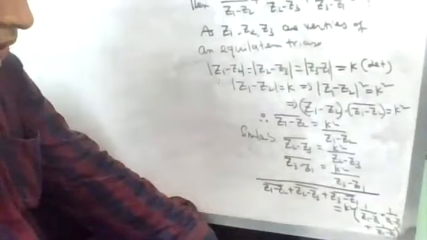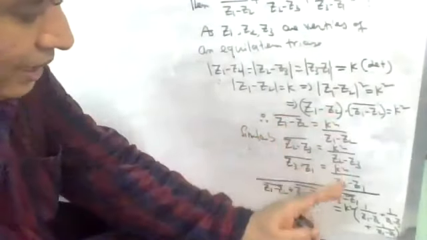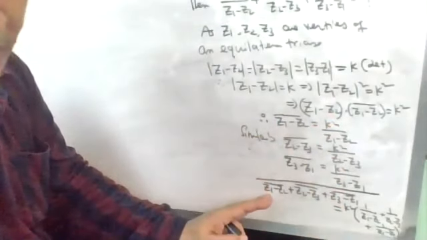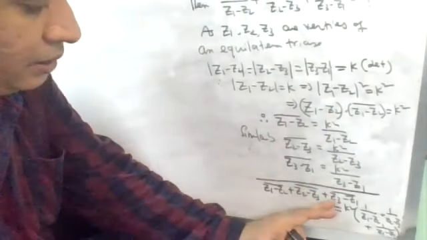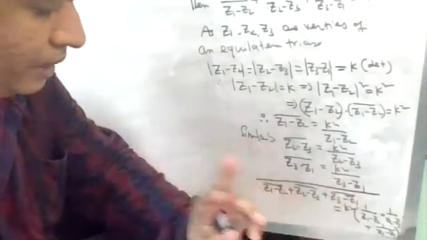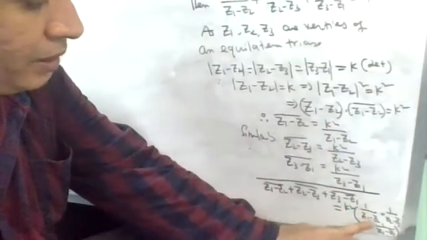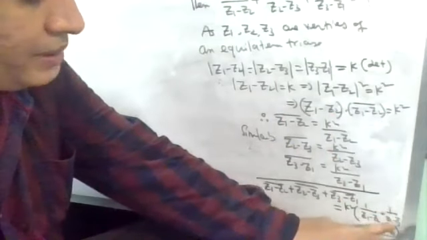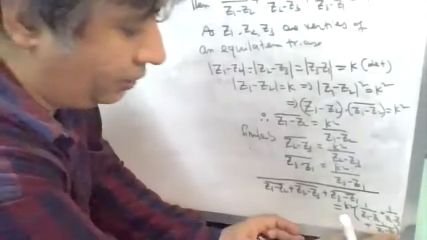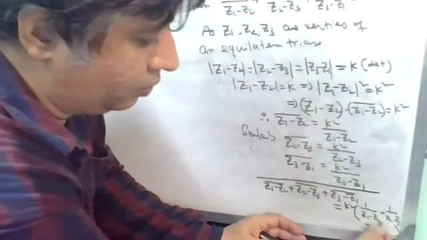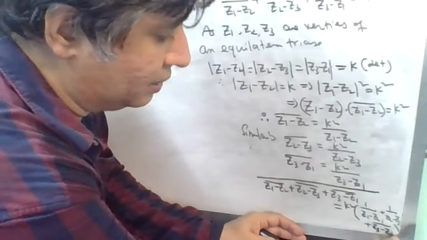So we have got k square. I have added the left hand side as well as the right hand side. In the left hand side, (Z1 minus Z2) bar plus (Z2 minus Z3) bar plus (Z3 minus Z1) whole bar. And from the right hand side, I can take k square common: 1 by Z1 minus Z2 plus 1 by Z2 minus Z3 plus 1 by Z3 minus Z1.